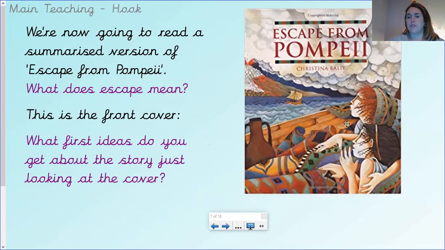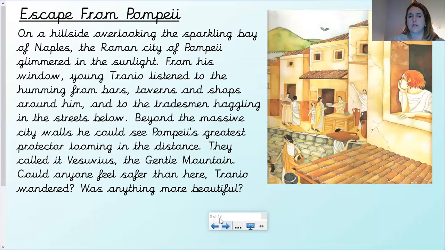This is the front cover of the book. Have a look. What ideas do you get about the story just by looking at the cover of the book? Pause the video and have a really good look. Okay, let's start reading the story. You've got some pictures to look at as I read.